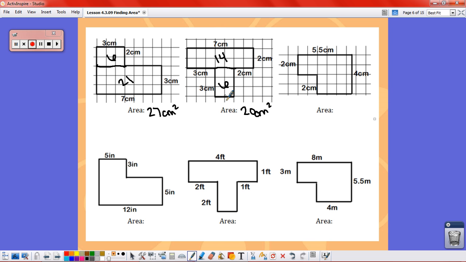If I didn't have the squares in there, I would have had to have said, well, 7 minus 3 is 4, minus 2 is 2, so that has to be what's left over here. Cut this little square off, and it's 2 by 2 is 4. 5.5, I took away 2, so that's 3.5. 3.5 times 4.